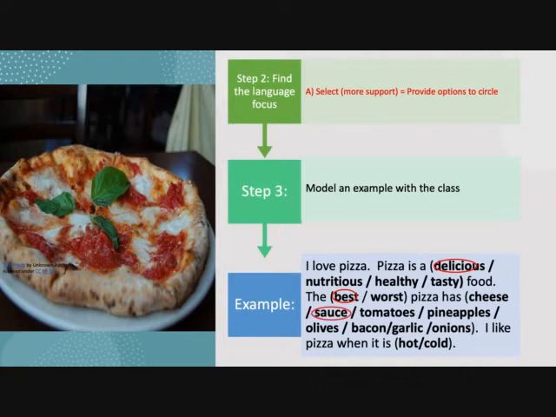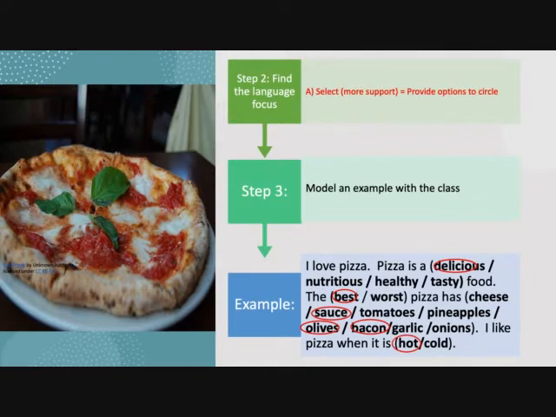Sauce. Okay. What else do you want to put on? Bacon. Nice. Anything else? Olives. Okay, so we've chosen sauce, olives, and bacon. Do we like pizza when it's hot or cold? Okay, we like it when it's hot. All right. So we've done an example together as a class.